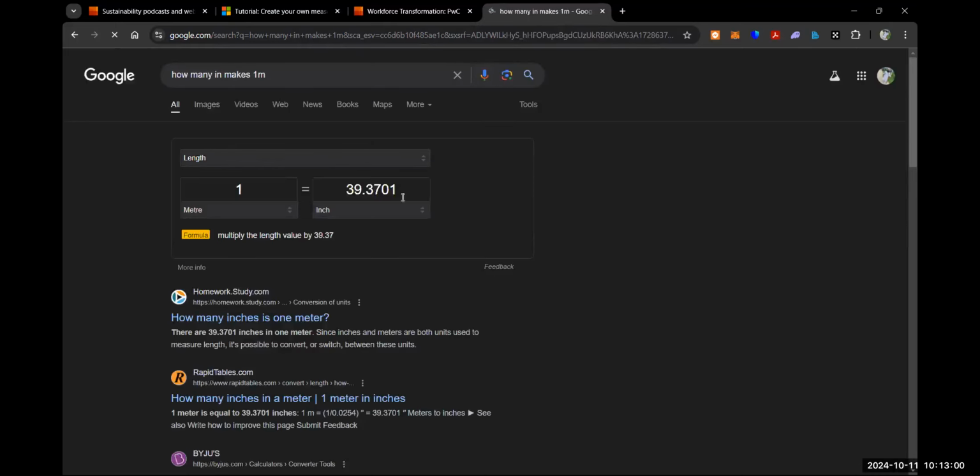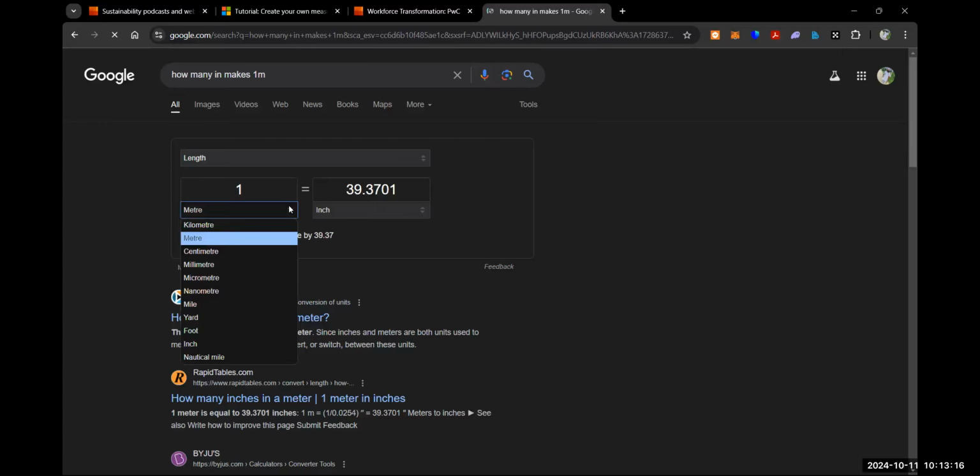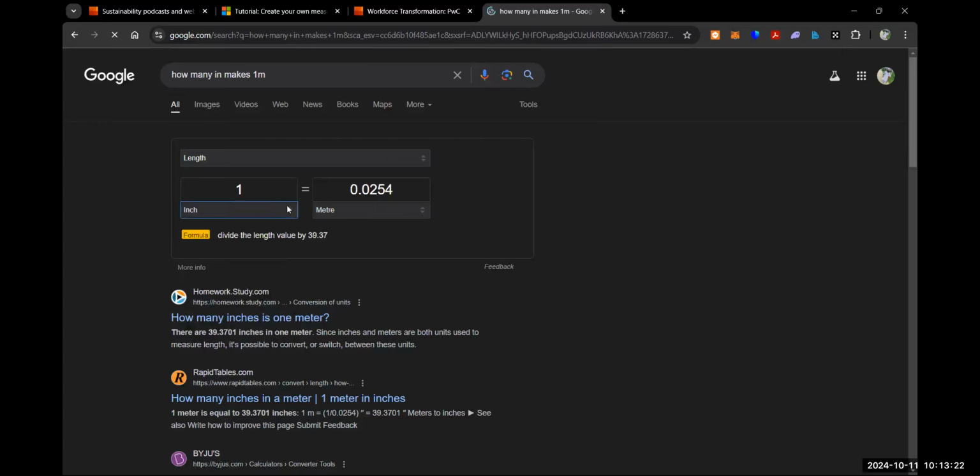Meter, 1 meter to inches, that is 39 point... no, this is not it. We're talking from inches to meter, not the other way around. Let's use this and see. Inches, yeah, this is what I want. We are converting from inches to meter. So 1 inch makes 0.0254 meters. Do you understand that? Or are you understanding what we're trying to achieve?